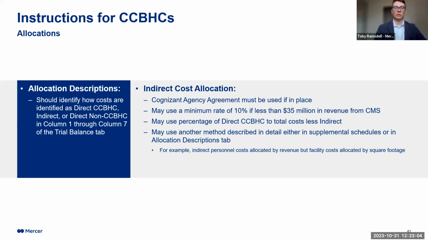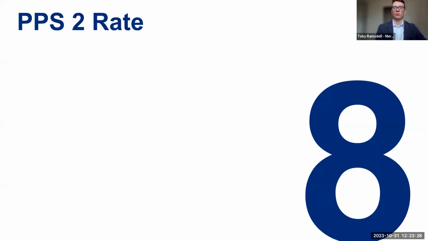And the state has discretion on acceptance of those additional methods that are prescribed outside of the cost report and determined by the provider. So just consider those when you're choosing, or if you have a choice, unless you have a cognizant rate agreement. But just consider all of those implications when reviewing the indirect cost allocation schedule. All right, so to the final part of the cost report, the PPS2 rate.